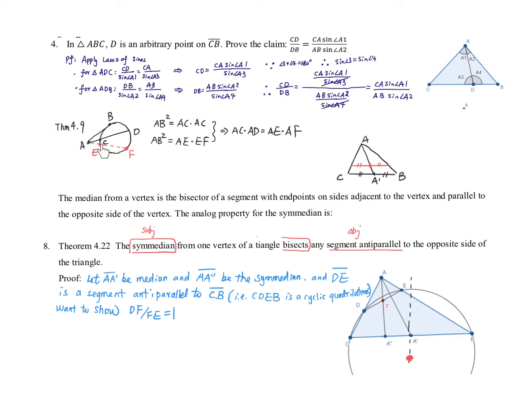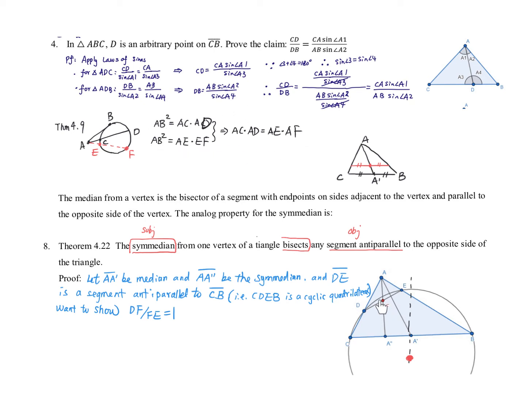Obviously, if I have another different secant, which is AEF in this case, AB squared should be equal to AE times AF. I just applied Theorem 4.9 again, right? Both right-hand sides are equal to AB squared. So therefore, I can conclude that AC times AD should be equal to AE times AF. There's a little typo here. So that's another result that we need.